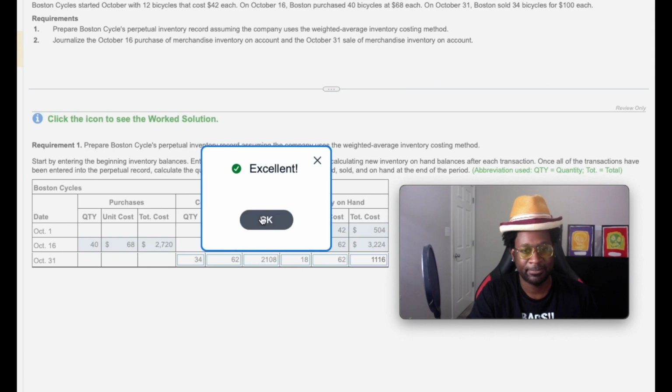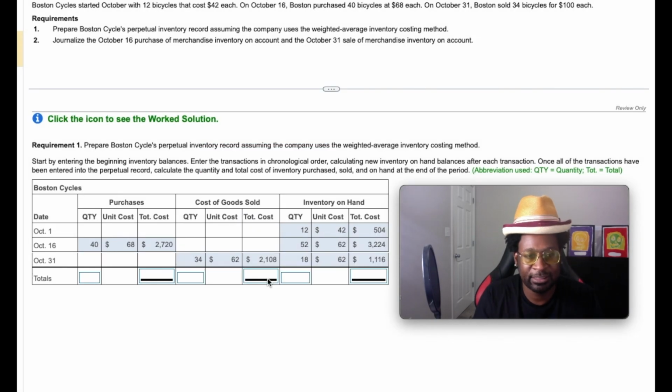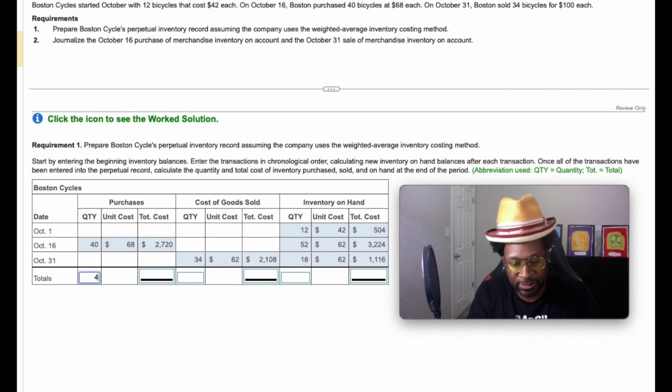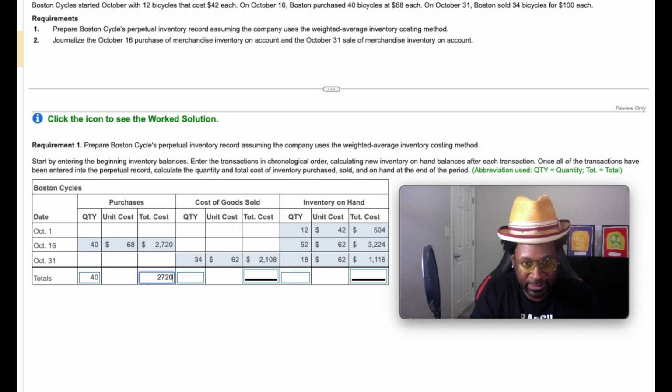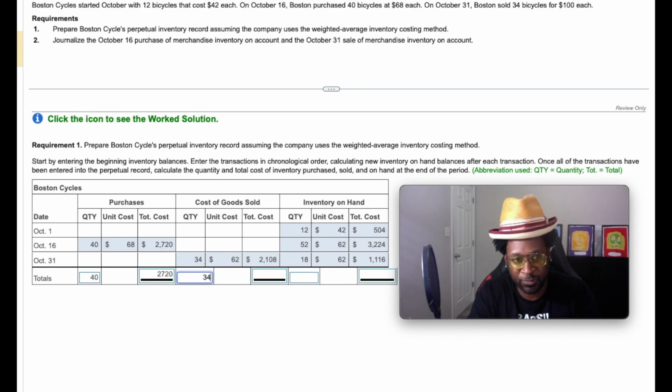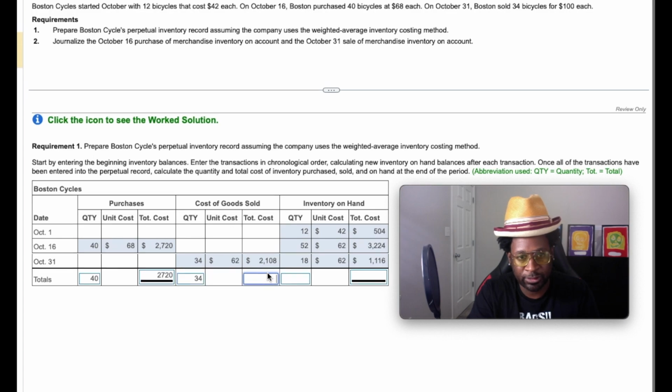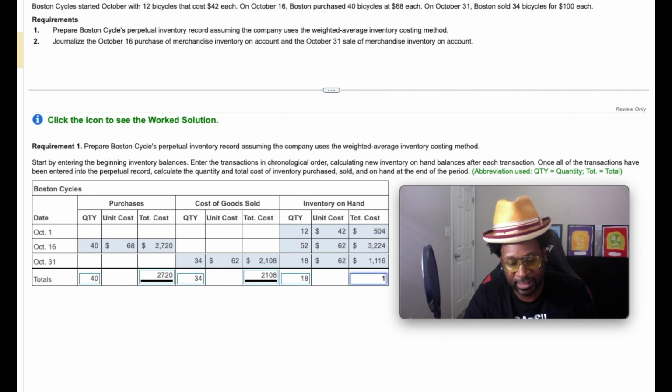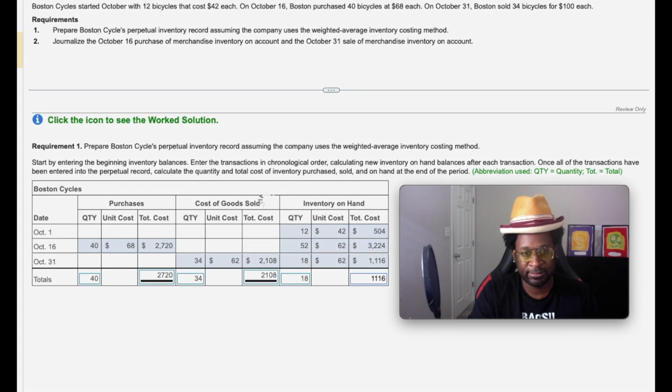Excellent job. And last but not least, let's summarize the totals for the columns. So we have 40 units with a total cost of $27.20, and we sold 34 units with a total cost of $2,108. Therefore, we have in ending inventory 18 units left with a total cost of $1,116. We're going to check the answer.